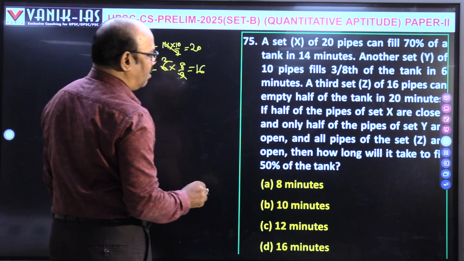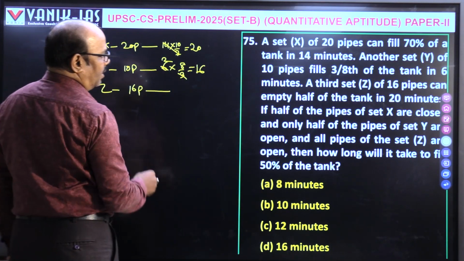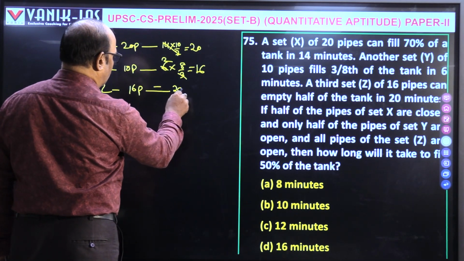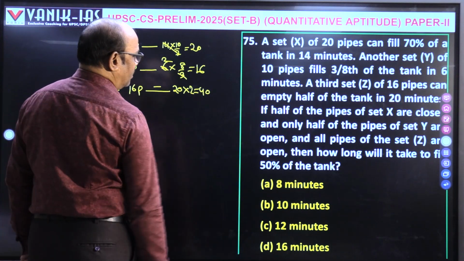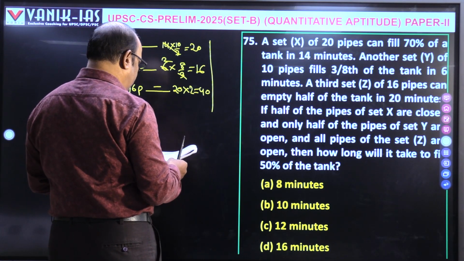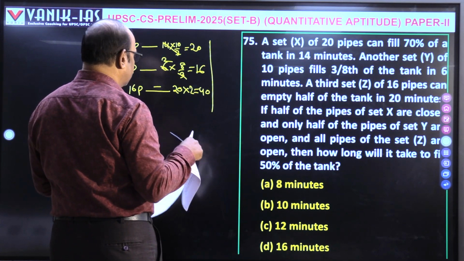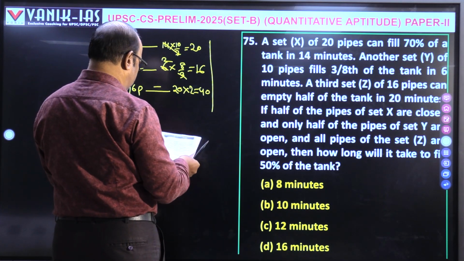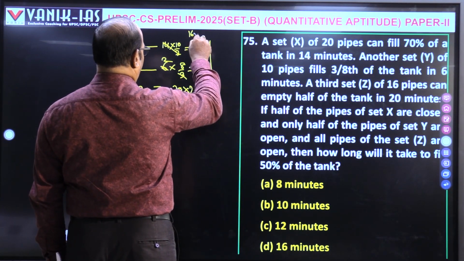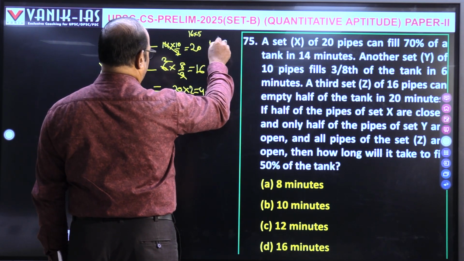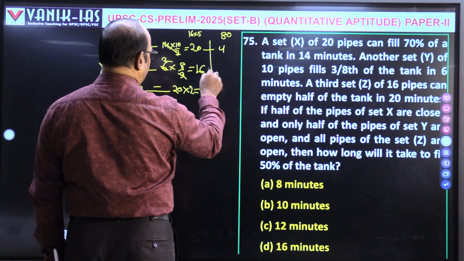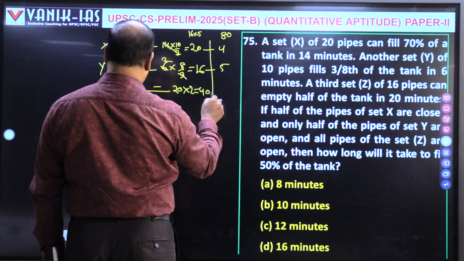And Z, a set of 16 pipes, can empty half of the tank in 20 minutes, so the full tank takes 20 into 2, 40 minutes. Take the LCM of 20, 16 and 40. The LCM is 16 into 5, 80. Take 80: the efficiency of X will be 4, the efficiency of Y is 5, and the efficiency of Z is -2.